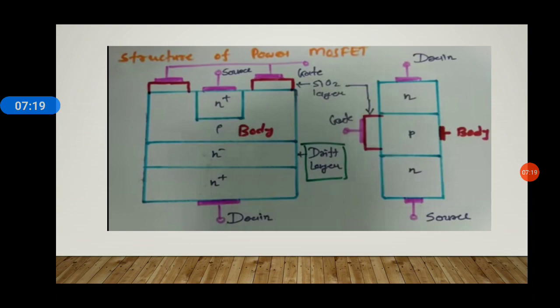And this silicon dioxide layer gives it the characteristics of a capacitor. Two conducting layers, in between we have a dielectric layer. The simplistic diagram or structure of the power MOSFET is shown in the right hand side diagram.